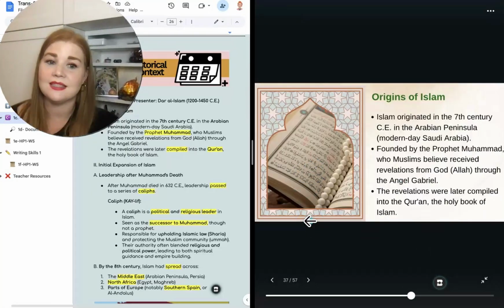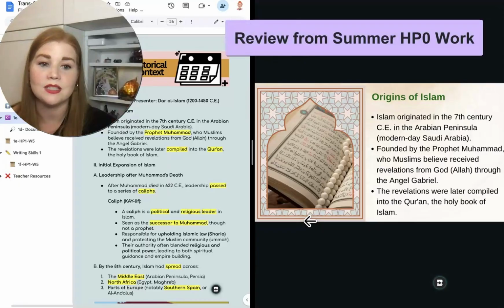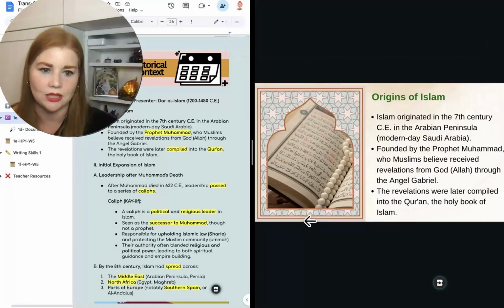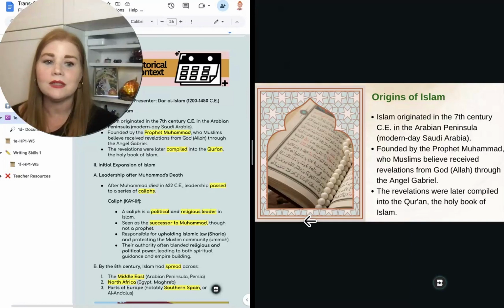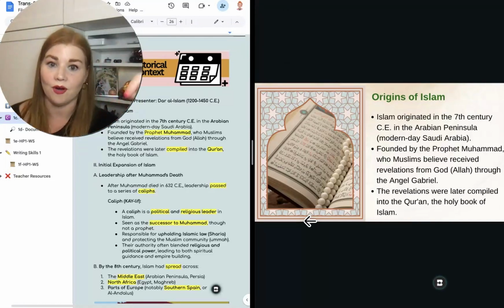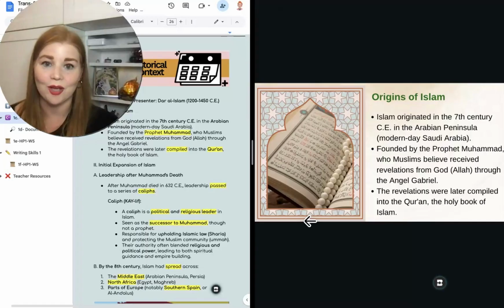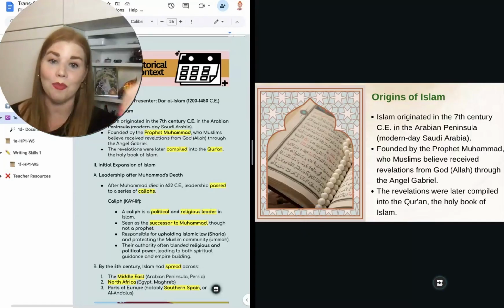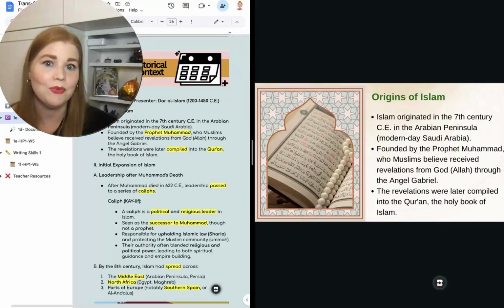Islam originates in the 7th century CE in the Arabian Peninsula, which we would refer to today as Saudi Arabia in the Middle East. It is founded by the Prophet Muhammad. A lot of this should be a review from what you did during the summer. And Muslims believe that he is going to hear these revelations through the angel Gabriel that are coming straight from Allah or God. Allah is just the Arabic word for God. These revelations are later compiled into the holy book of the Muslim people called the Quran.